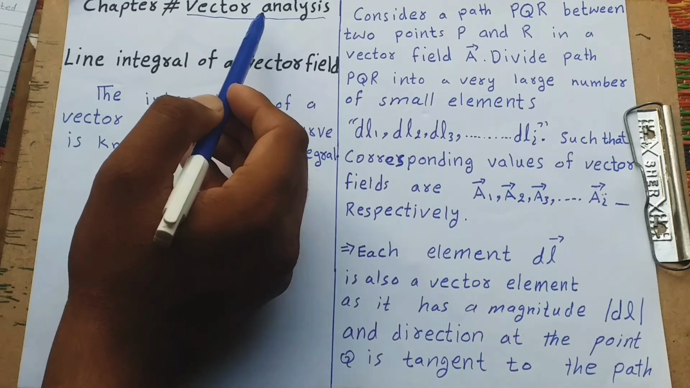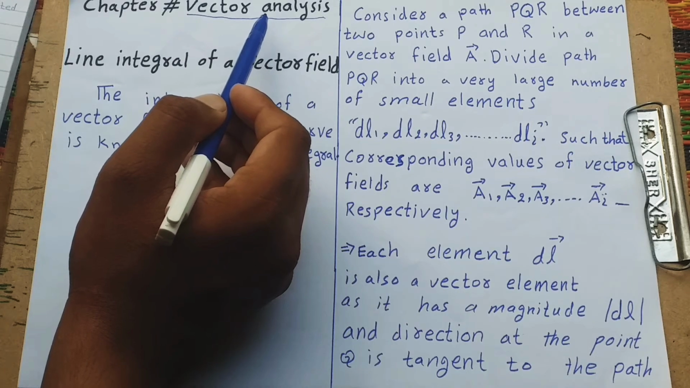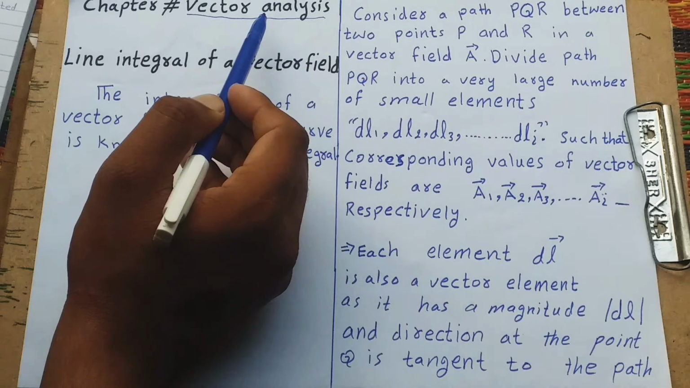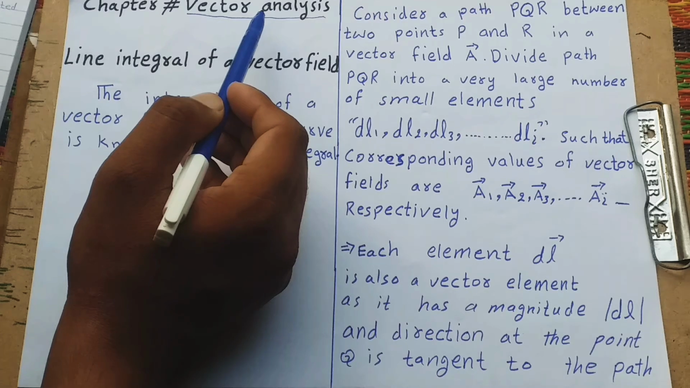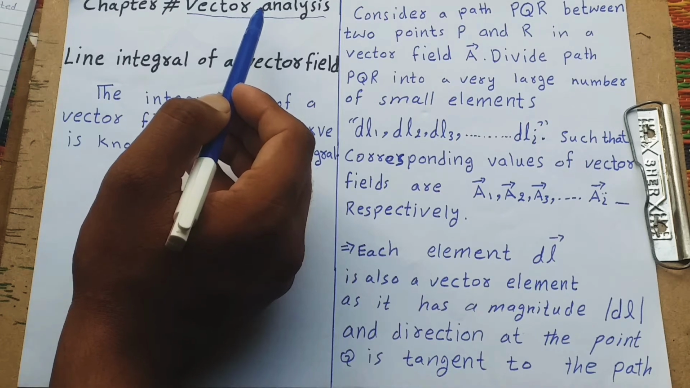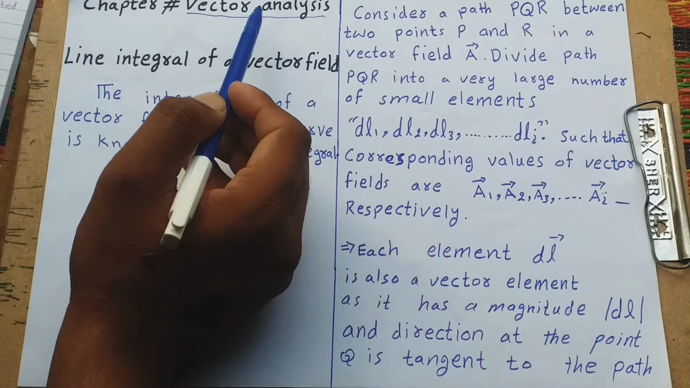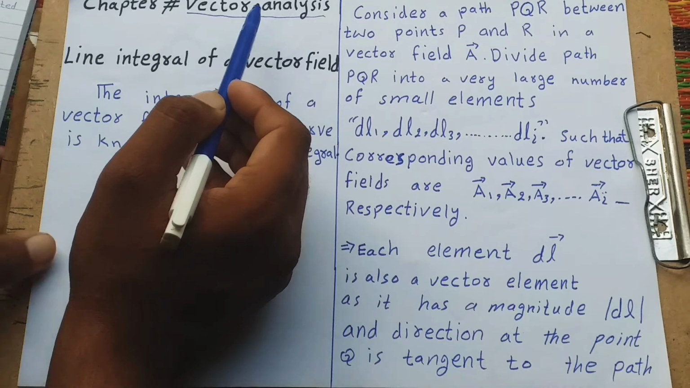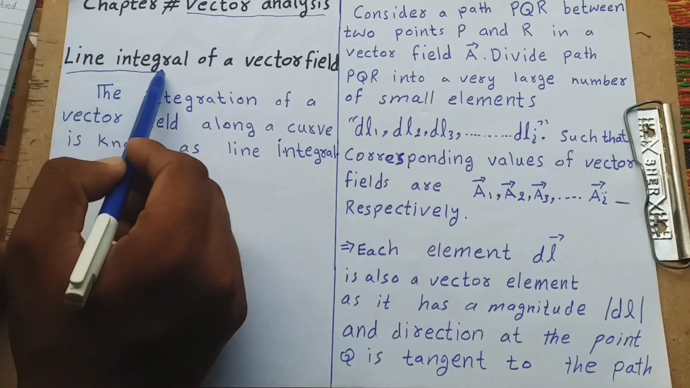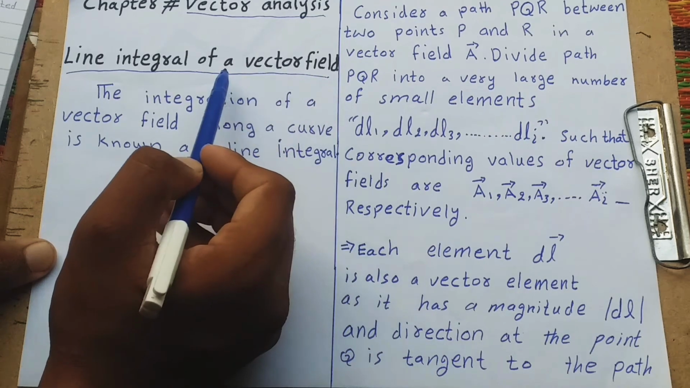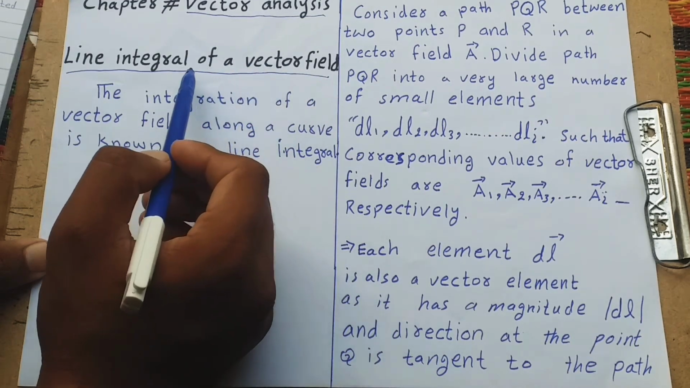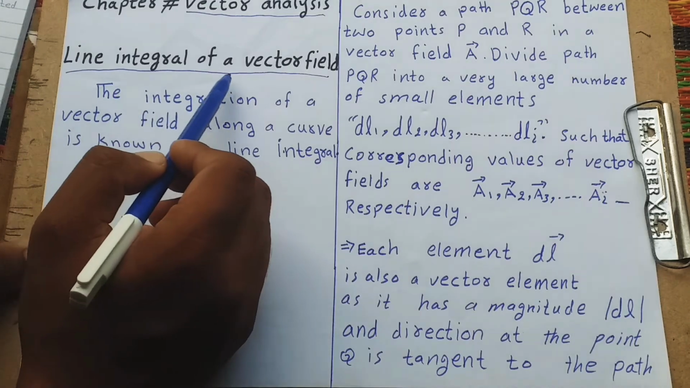Some physical and geometrical quantities are included as topics in vector analysis, such as regular integrations over a curved surface and solid, thereby obtaining a new type of integration. It also includes Gauss's law, Green's theorem, and Stokes' theorem to transform these integrals into one another. But here we will understand the topic of line integrals of a vector field. Today our topic is line integrals of a vector field.